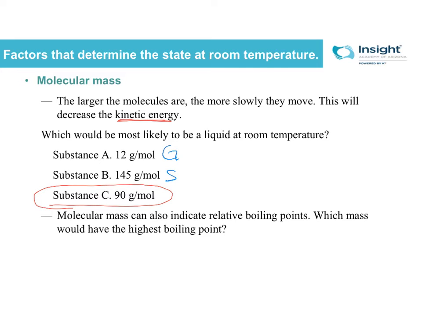There's also this: molecular mass can impact boiling points. And again, this should make intuitive sense. The slower something moves, the more likely it's going to be towards that solid end. So what kind of mass is going to have super, super high boiling points, meaning you have to put a lot of energy into it in order to get it to boil? High mass is going to go with a high boiling point.